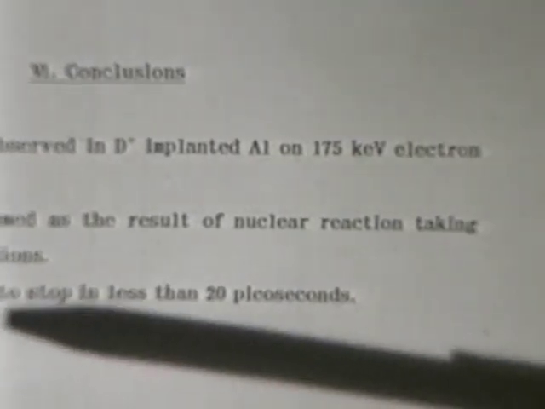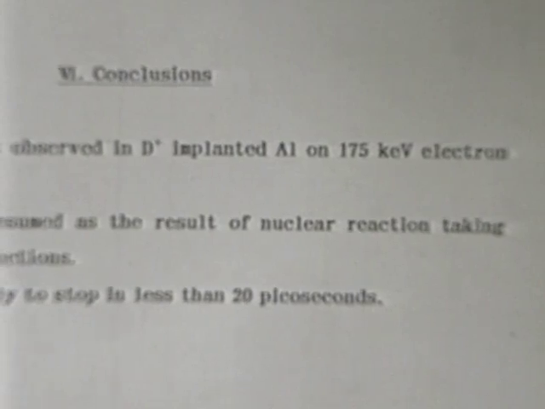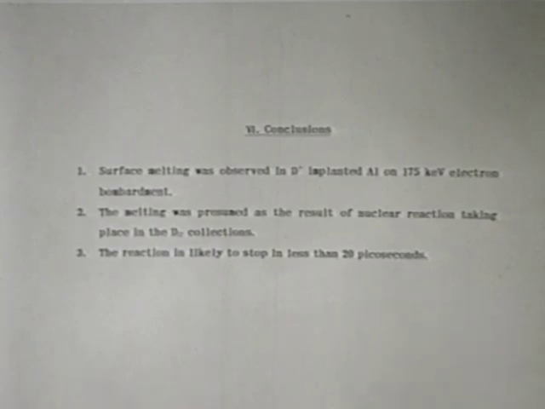So my conclusion is that surface melting was observed in the D2-implanted aluminum on 175 keV electron bombardment. The melting was presumed to be a result of nuclear reaction taking place in the D2 collection, because all other possibilities were deniable. And this nuclear reaction is likely to stop in less than 20 picoseconds. Thank you.